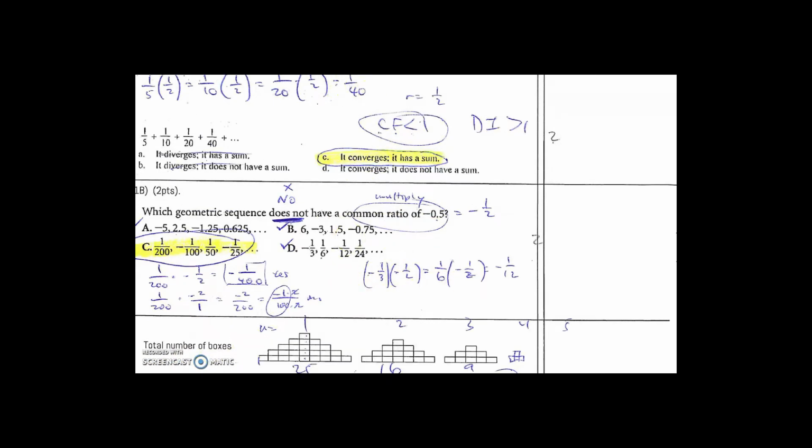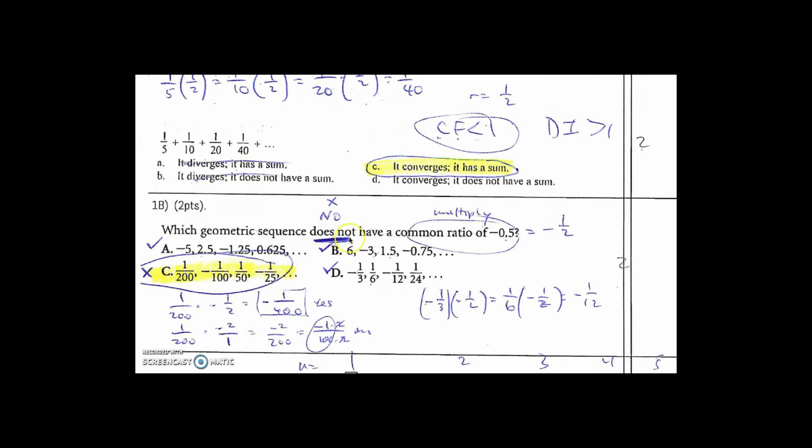Question number 2. Which geometric series does not have a common ratio of -0.5? A common ratio means to multiply. Multiply by -1/2. So I took this problem here, and you'll recognize that, let's see, -5 to 2.5. I think what you're doing is you're dividing by -2.